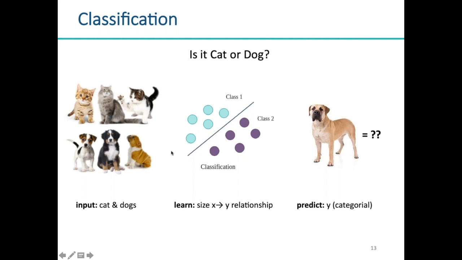And the task of machine learning is to find this line in order to divide the data into two categories or two classes. We call it classification. And if we find this line, or the boundary line, for a new case, we can predict if it is a cat or not. And it is a classification.